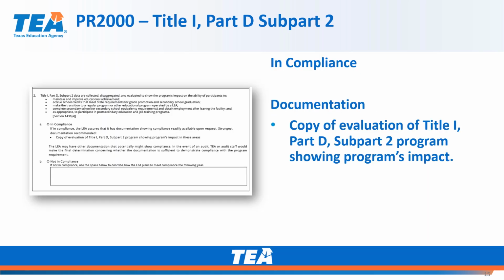In order to comply with this requirement, the LEA should have documentation of the program evaluation. Strongest documentation showing compliance would be a copy of the evaluation of the Title I Part D program showing the impact it has had.